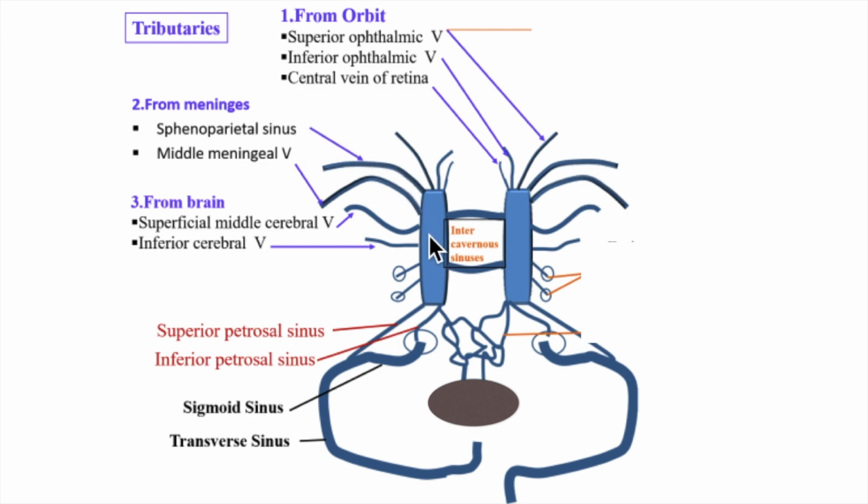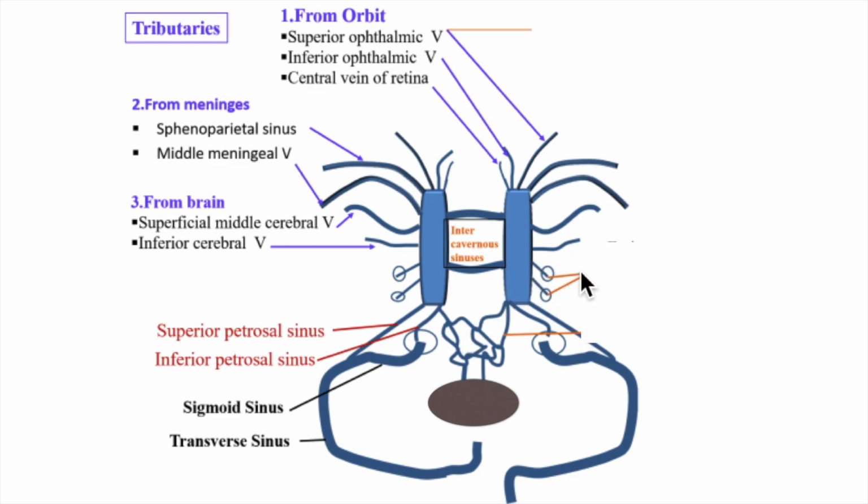Once the incoming channels are done, what are the outgoing channels? There are two outgoing channels: one is the superior petrosal sinus and the other is the inferior petrosal sinus. The superior petrosal sinus finally drains into the transverse sinus, and the inferior petrosal sinus finally drains into the sigmoid sinus. So these are the outgoing channels, only two. We have seen the incoming channels and the outgoing channels. Next, what are the communicating channels?